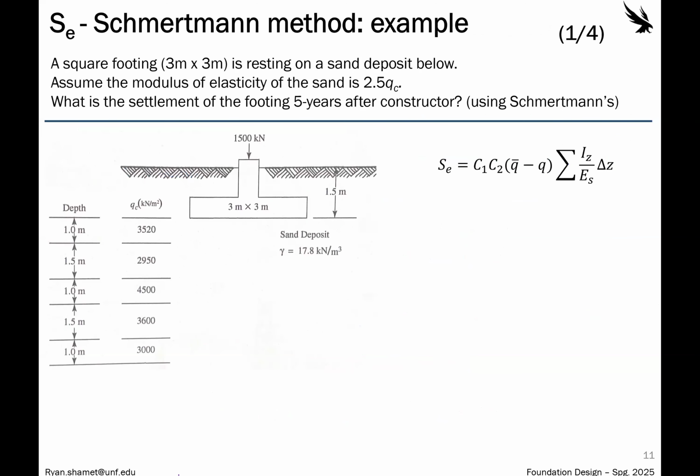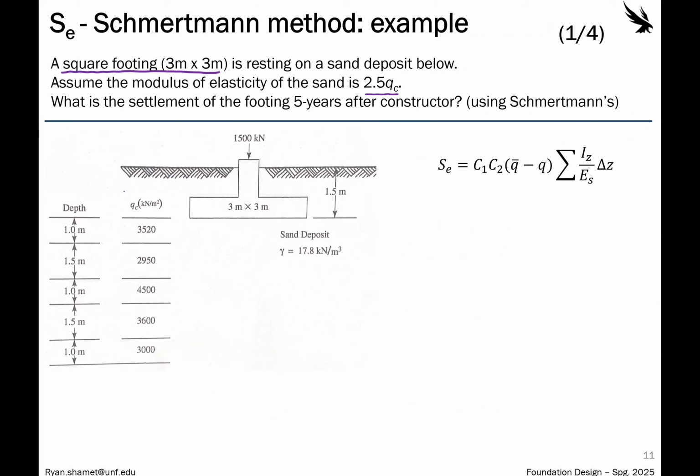So let's look at an example of our buddy Schmertmann's method real quick. We're told that we have a square footing. That's important to know. It's 3 meters by 3 meters. It's resting on a sand deposit as shown below. And then we are assuming the modulus of elasticity is 2.5 times the cone tip resistance.